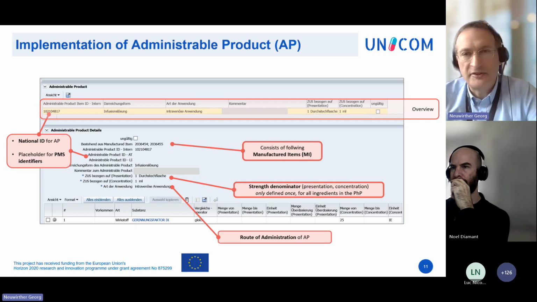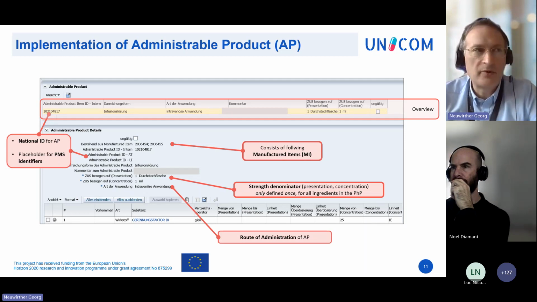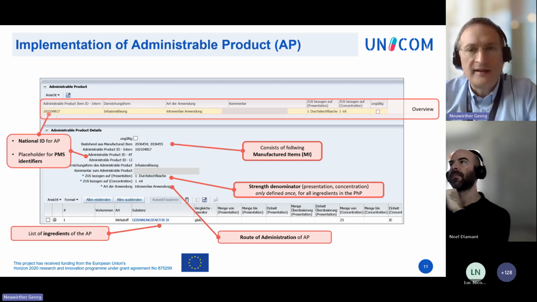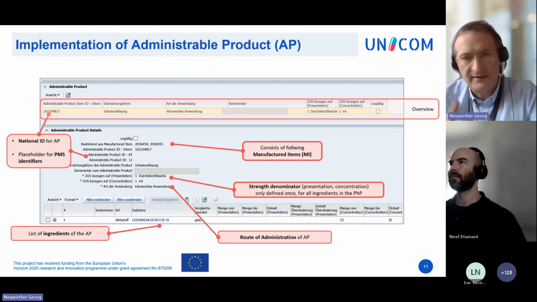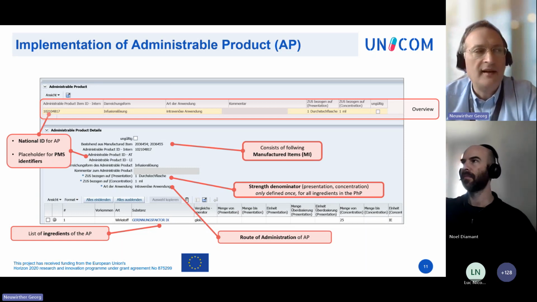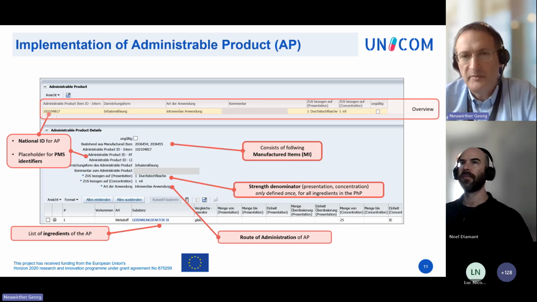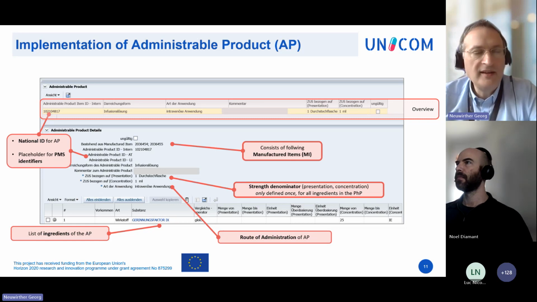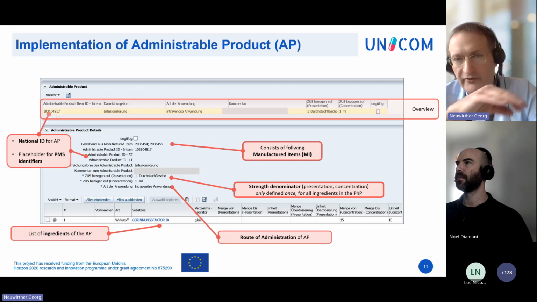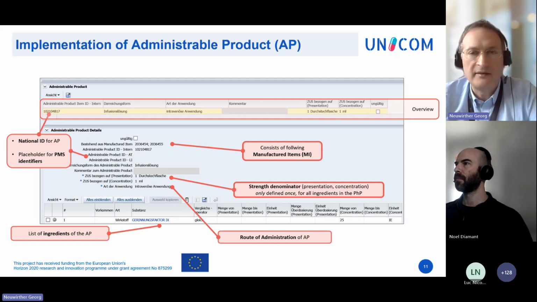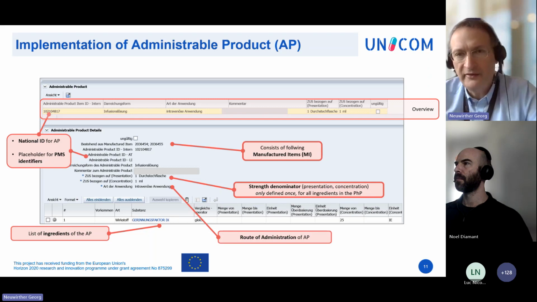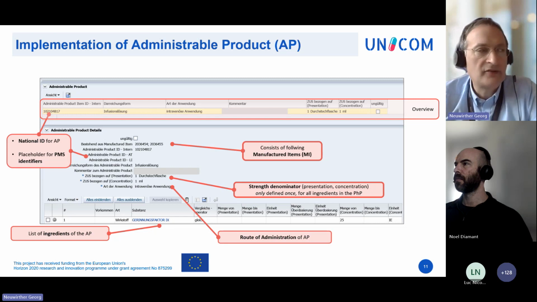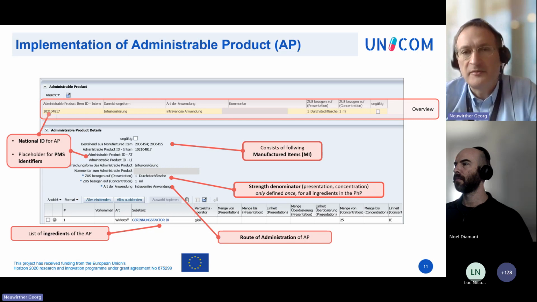Last but not least, the route of administration is now in this administrable product, and below this you can only see 1 line here, but of course there can be 10, 15, or more lines of ingredients which are part of this administrable product. The ingredient line is the line where you have your substances from SMS and the strength information and many other information. This we didn't have to change too much, so this was already very similar to ISO IDMP concepts in our former database model.